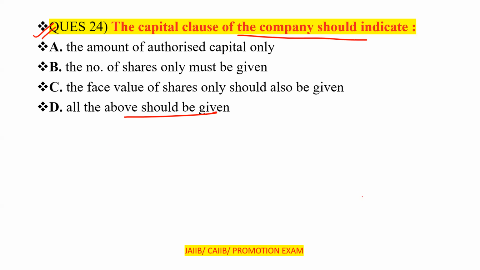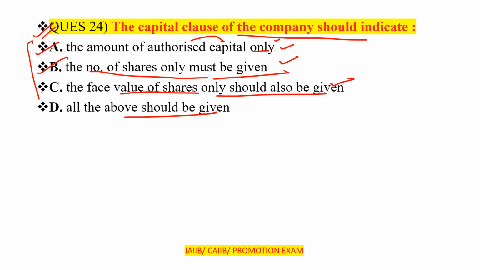We have already discussed this in the previous slide also. What will be the correct answer? Option D will be the correct answer here. The amount of authorized capital only would be wrong if we consider the word only. But as per the other options, the number of shares must be given, so this one is also correct. The third one, that the face value of the shares should be given, is also correct. So all the above are correct, and option D will be the answer.